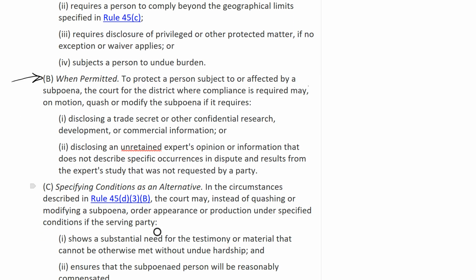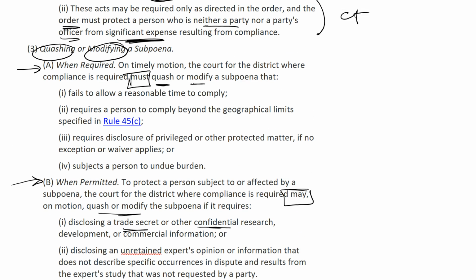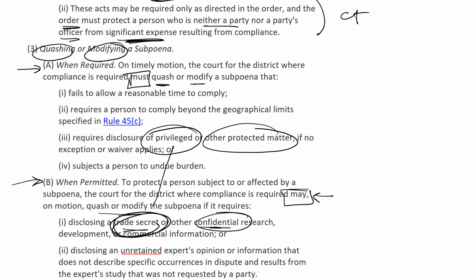All right. The court may, on motion, quash or modify the subpoena if it requires a trade secret or other confidential information. That's interesting, because here the court may quash or modify for a trade secret or confidential research, but it must quash if it requires privileged or protected matter and there's no exception or waiver, right? So, think of attorney-client privilege, priest-parishioner privilege, spousal privilege, the Fifth Amendment privilege of not testifying against yourself, and so on. Protected matter, work product, right?